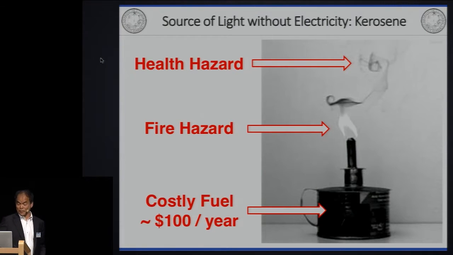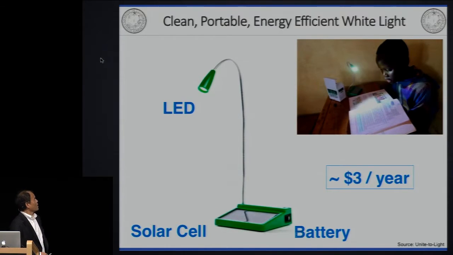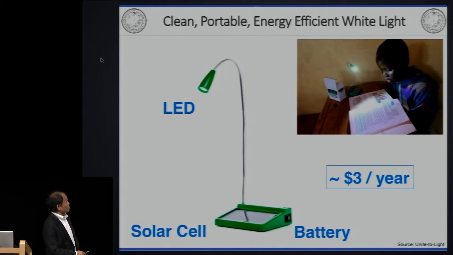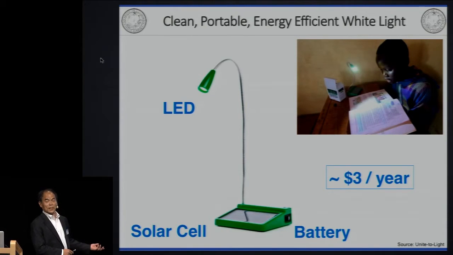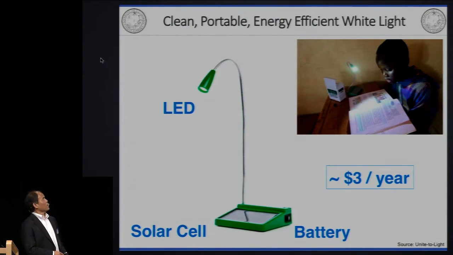This is very expensive. But using a white LED, battery and solar cell, the cost is only $3 per year, because the price of this unit is less than $10. Probably the lifetime is still two or three years, because the battery lifetime is too short. So you who work in chemistry, please improve the battery lifetime. Only the battery is a problem right now.